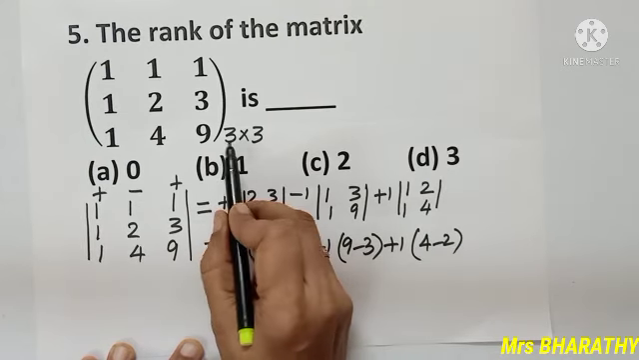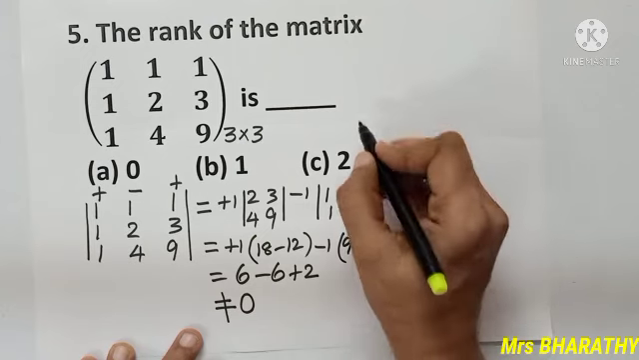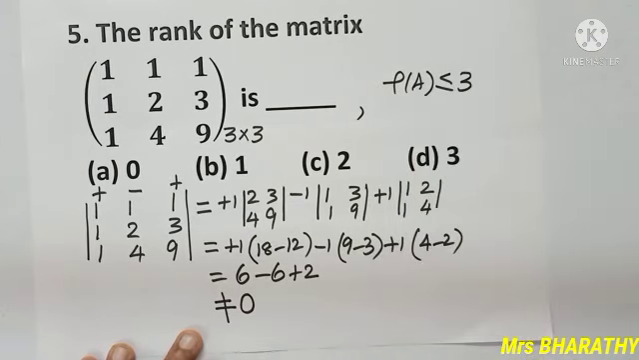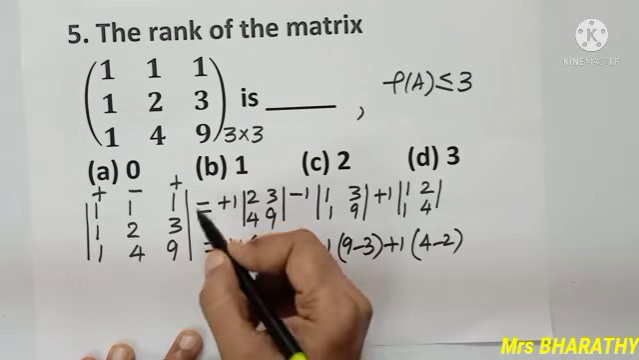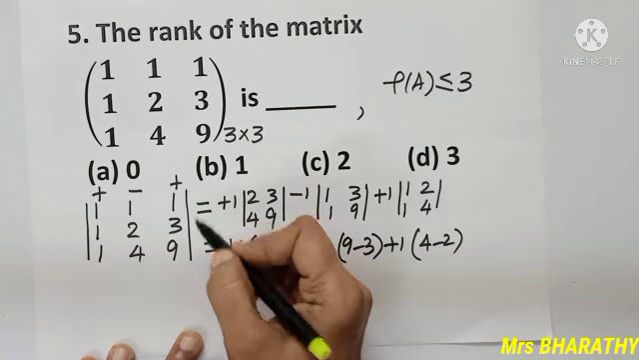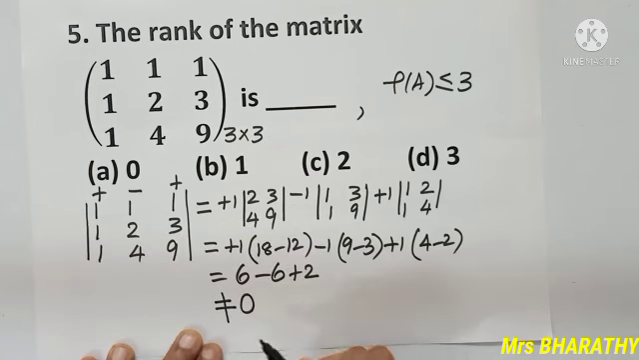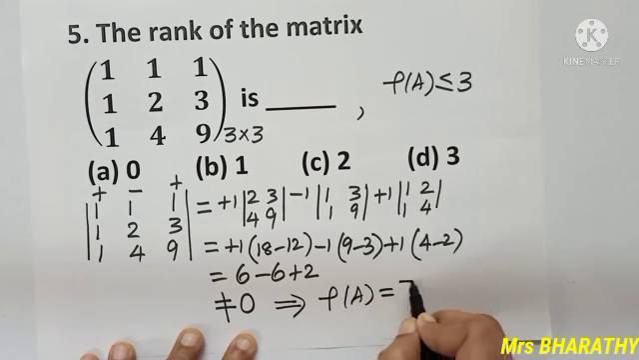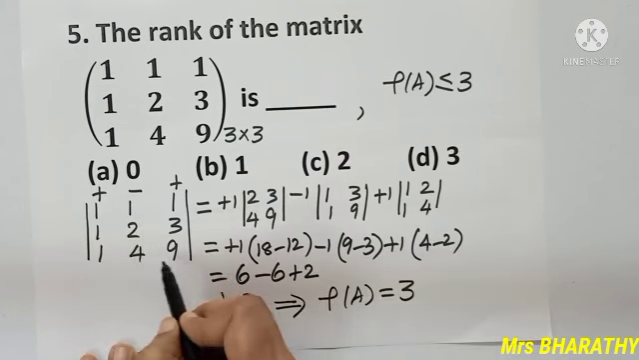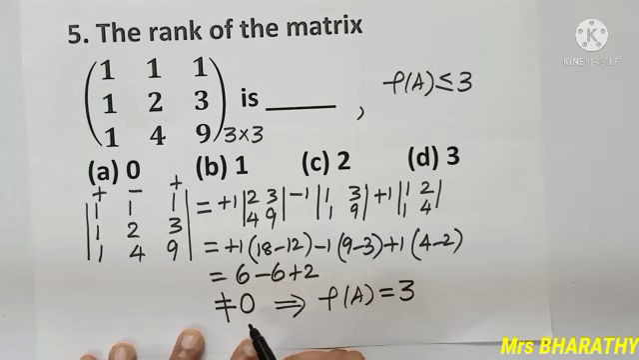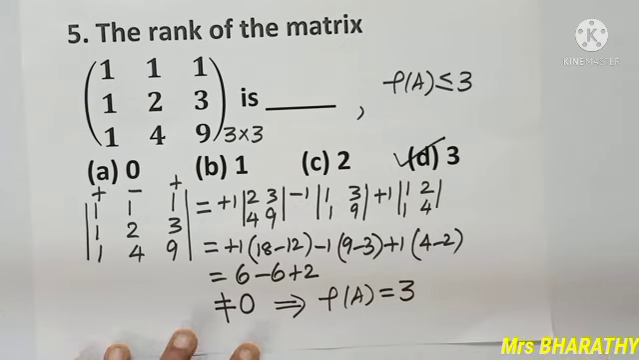Whenever it is a 3 by 3 matrix, rank will be less than or equal to 3. When the determinant is not 0, it has 3 rows, 3 columns, the determinant is not 0, immediately declare the rank is 3. Third order determinant, or I can say minor, which is not equal to 0. Rank is 3 and option D is the right choice.